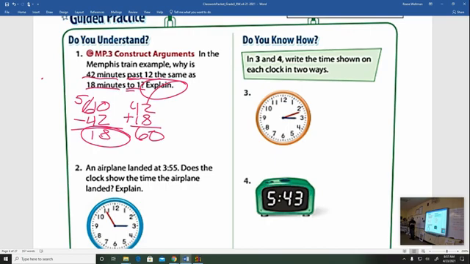Look at your paper. You've got the same question right there. 42 minutes past 12 is the same as 18 minutes to 1 because... the same time.